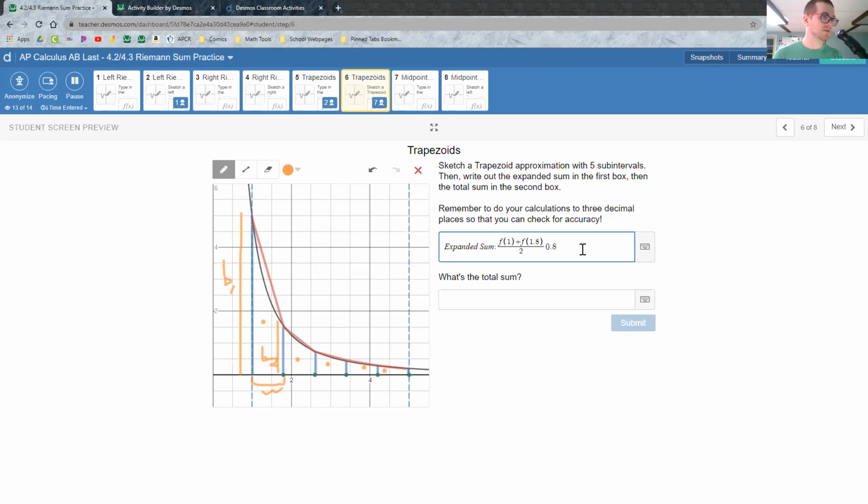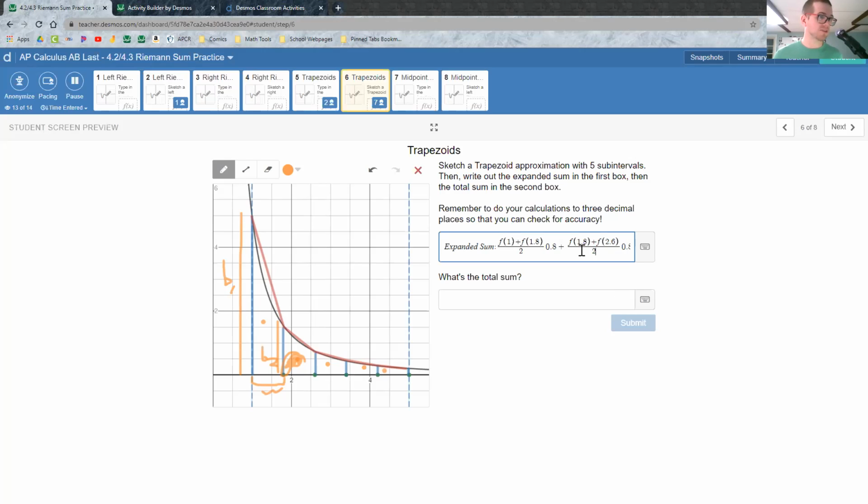There's 5 of these. So I could do plus another fraction, f of 1.8 plus f of 2.6 over 2, because I'm averaging them, times 0.8. And this second one is for this second trapezoid. Because in this case, f of 1.8 is base 1, f of 2.6 is base 2. Add them together, divide by 2, multiply by 0.8.